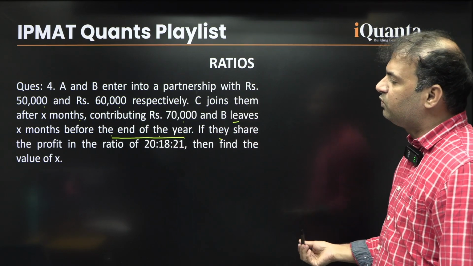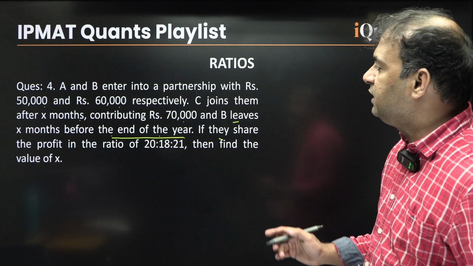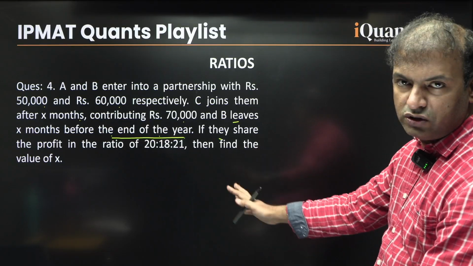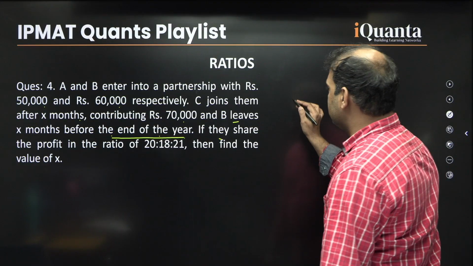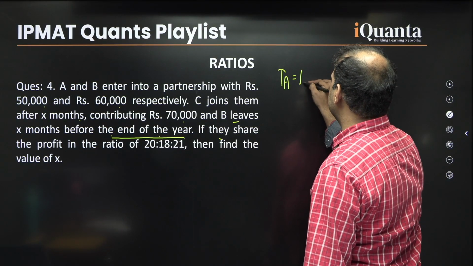So that means the overall time period was 1 year, and A was there for the whole 1 year, B was not, C was also not, right? So we can first write their time periods. The time period of A we shall say is exactly 1 year.